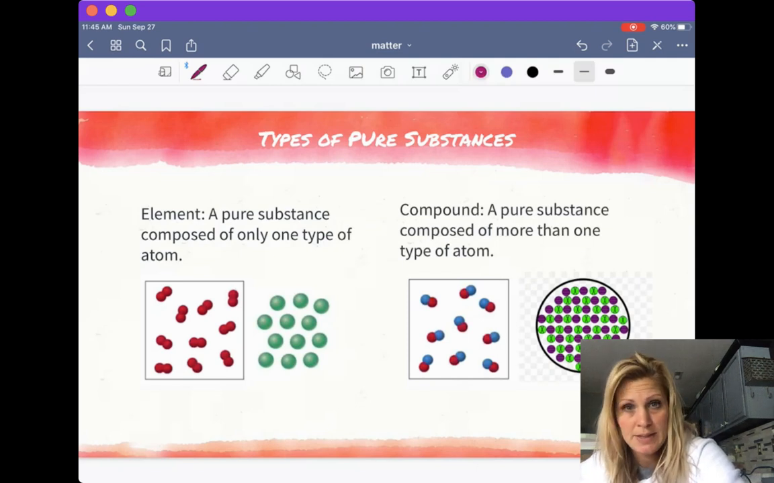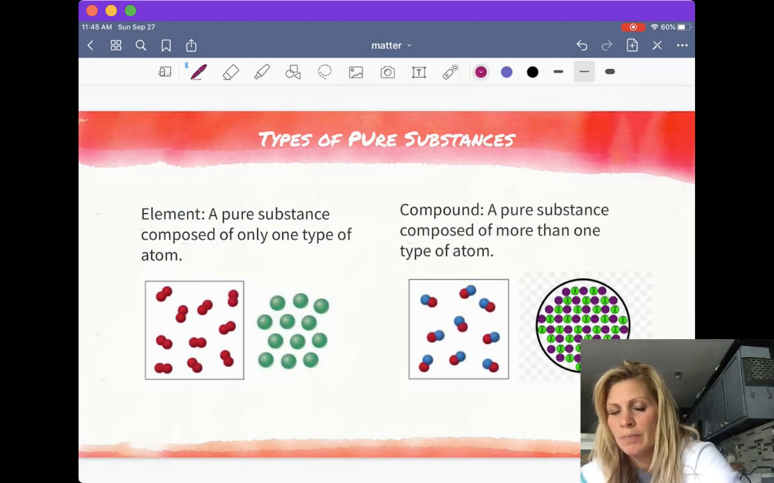There are two types of pure substances. So we've identified it's a pure substance. Now we can go and classify it a little bit more. We have two types of pure substances. You have an element and you have a compound. An element is a pure substance that is going to be composed of only one type of atom.